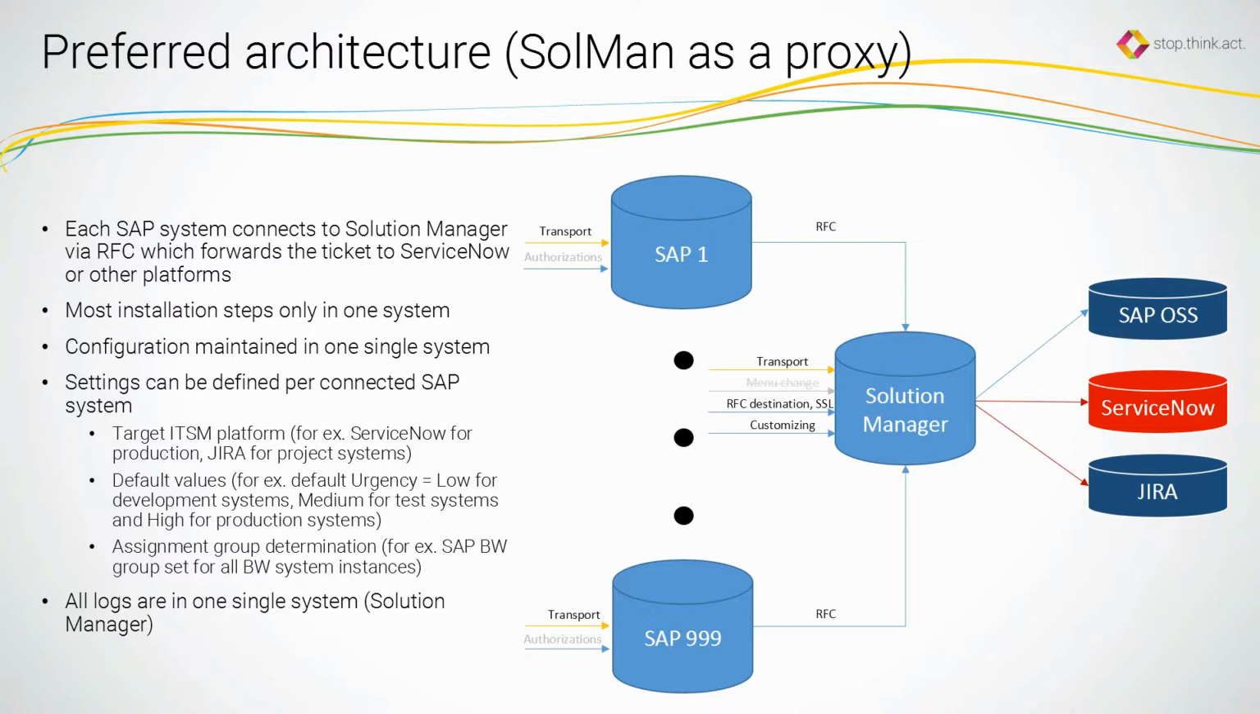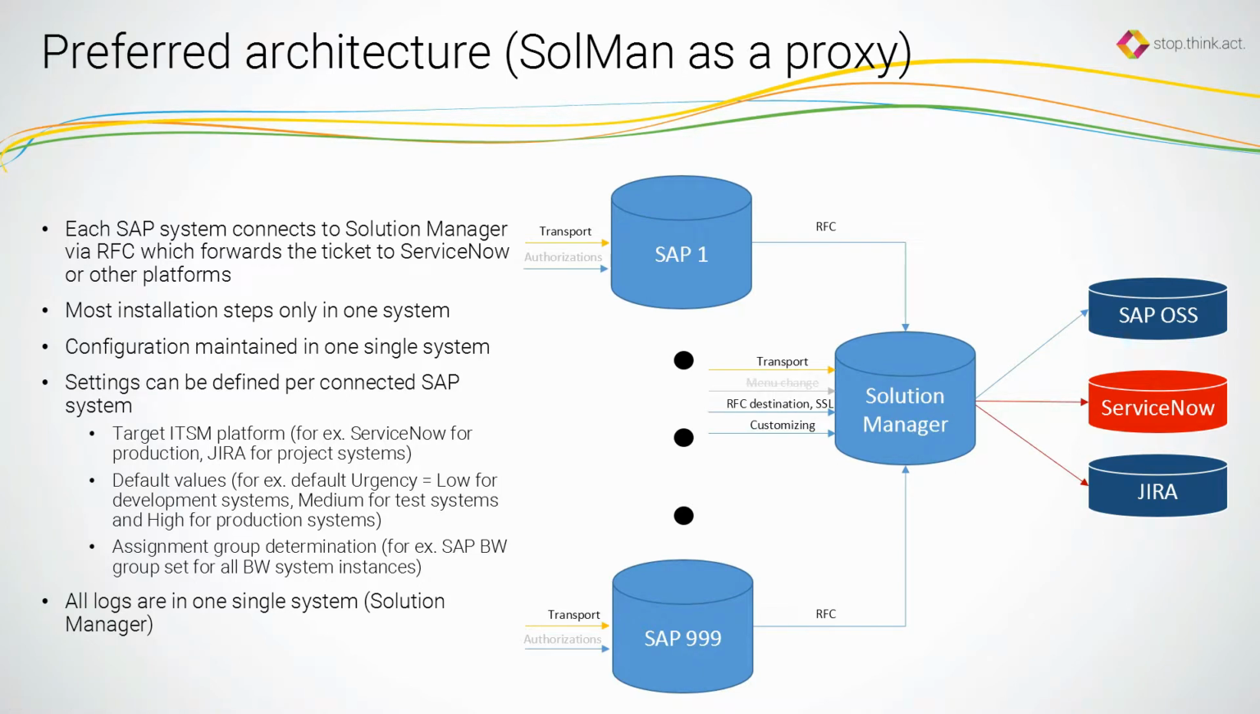And the advantage of this architecture is that the connection to the external systems must be only done in one system. In fact, all the customizing can be done in one central instance. So if you change something in the configuration like groups or user mapping or connection details, you don't have to do it in 50 SAP systems, you only have to do it in the central system, which we call a proxy instance in this case.